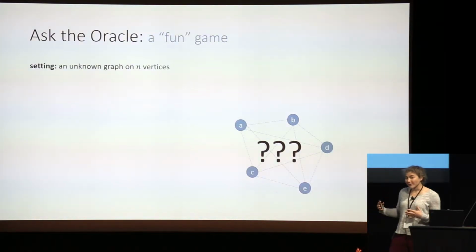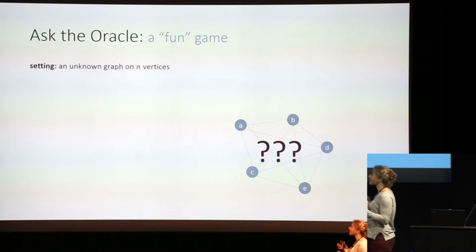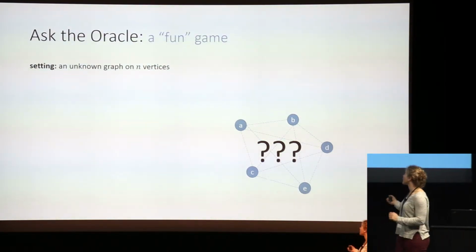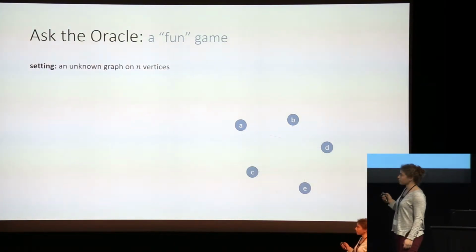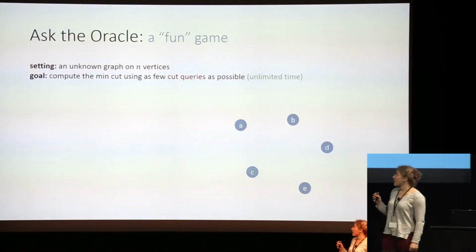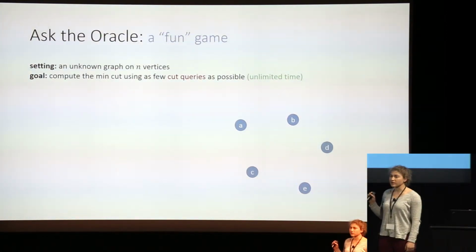The topic of the talk is this fun game. So the setting is we have an unknown graph on n vertices. We know n, but we don't know anything about any of the edges. And our goal is to compute the minimum cut in this graph using as few cut queries as possible. So our focus will be minimizing the queries, and we're allowed to use as much time as we want.